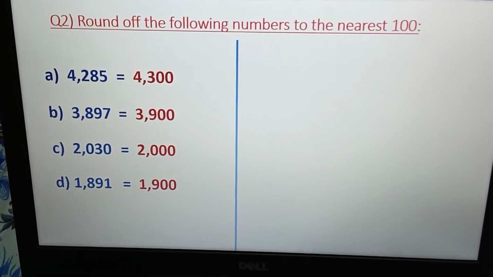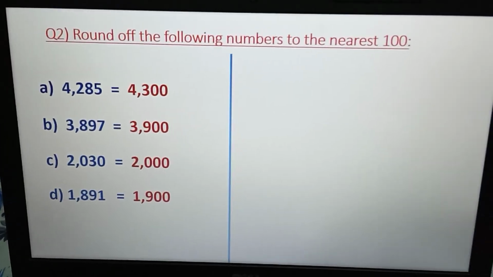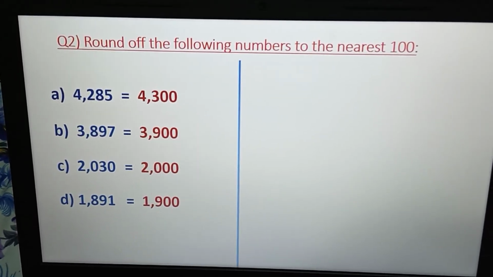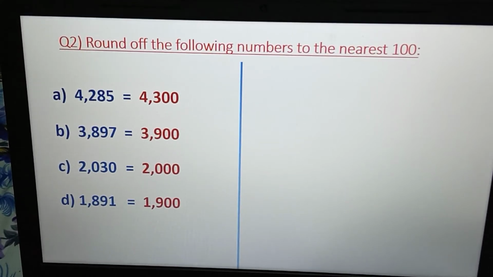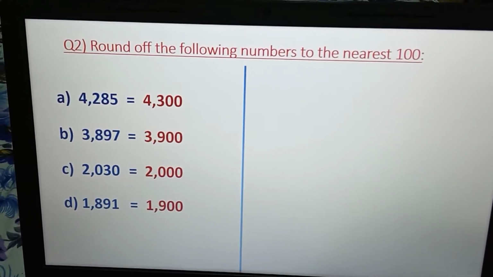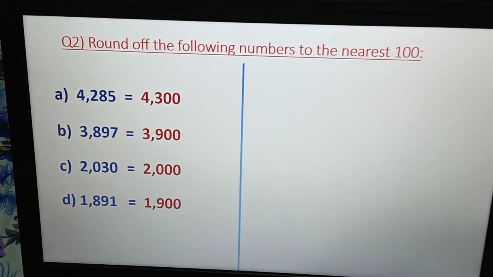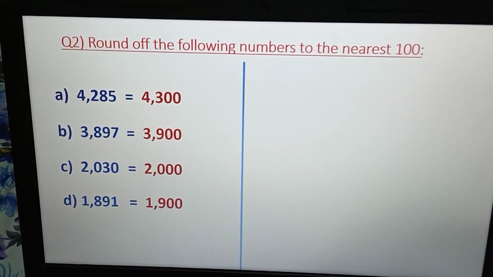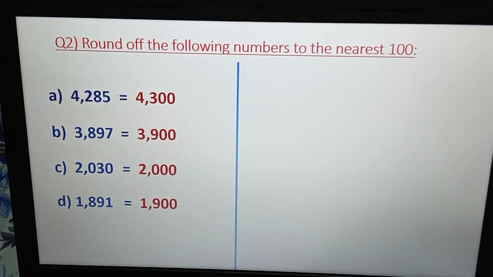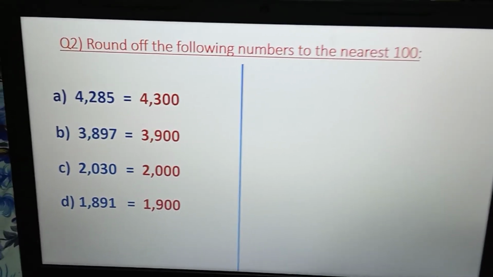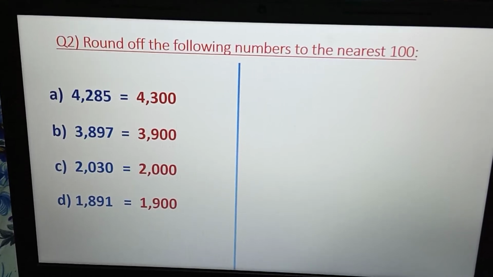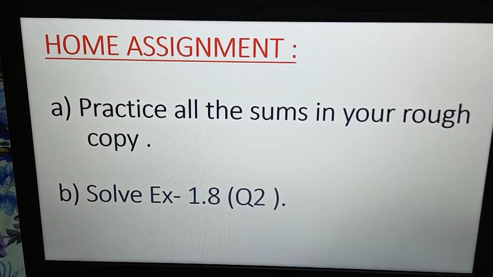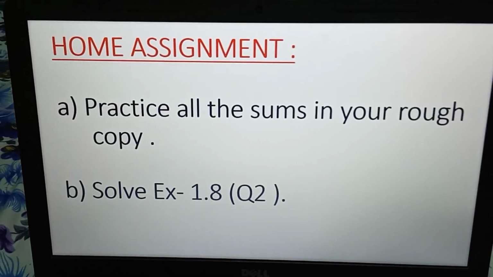So you write the answer here, children. I hope you are getting it. You have to practice this and always remember the rules: when the digit at the tens place is less than 5, and when the digit at the tens place is 5 or greater than 5. Now children, you will do the rest of the questions in your notebook. And now today's home assignment: you have to practice all the sums which we have done today in your rough copy.